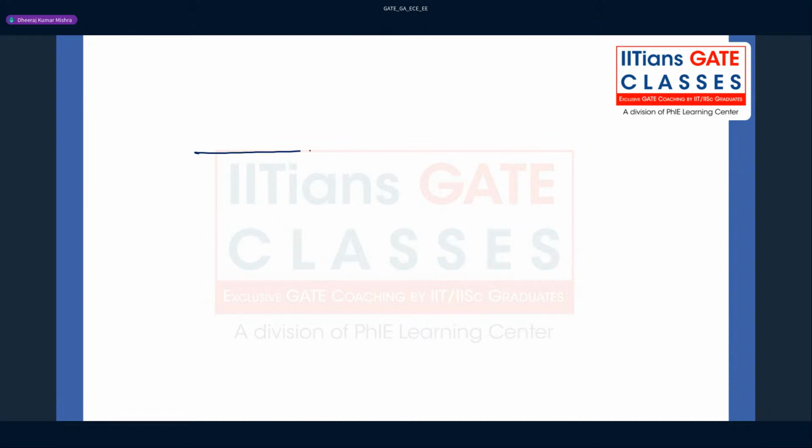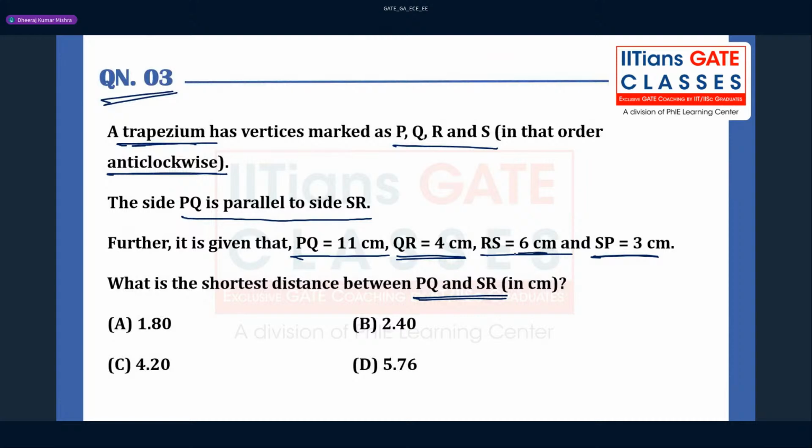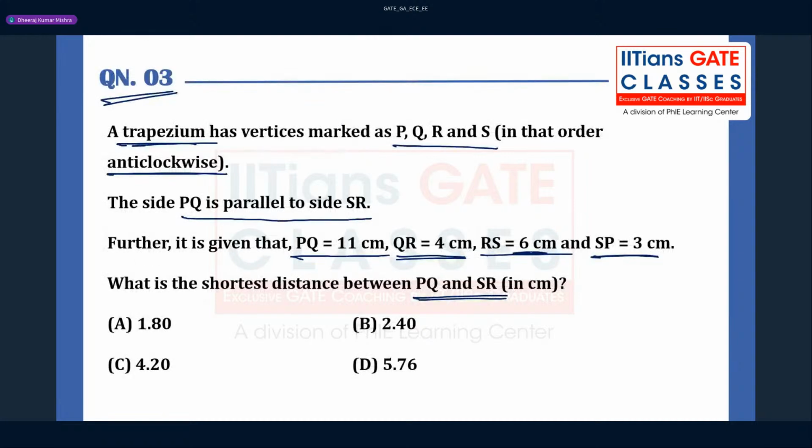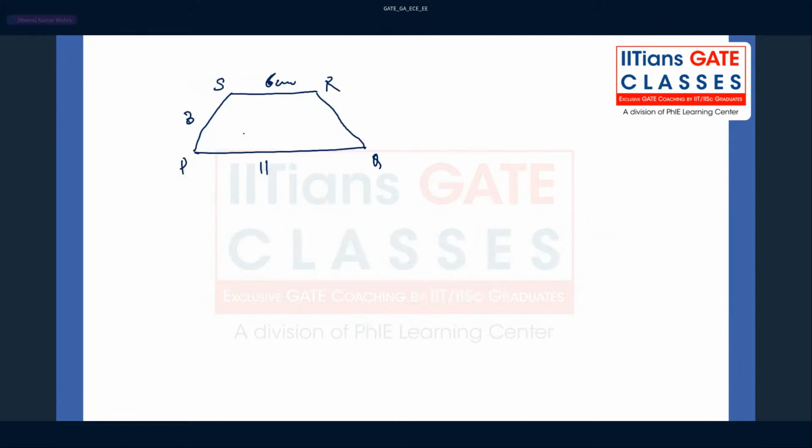This is going to be your trapezium, and the trapezium is going to look like this. PQ is 11, so this is 11, with P and Q anticlockwise, PQ, RS. SR is given as 6 centimeters, so this is 6 centimeters. PS is given as 3 and QR is 4. Now you have to find the shortest distance between RS and PQ.